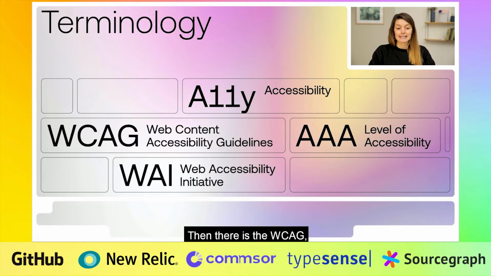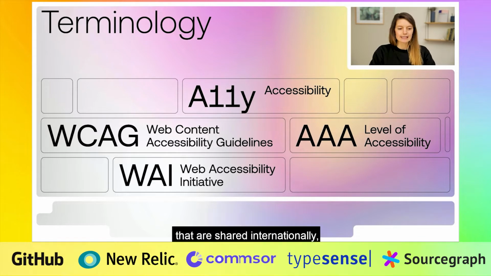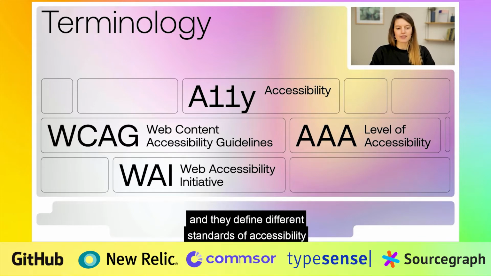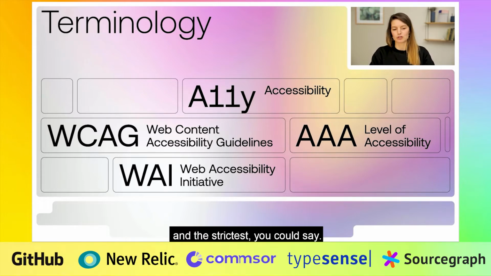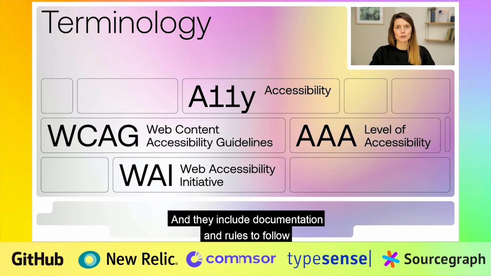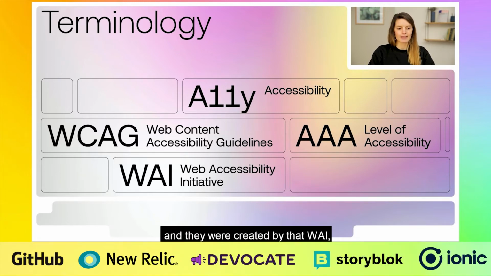Then there is the WCAG, which is the Web Content Accessibility Guidelines. This is like a set of rules or guidelines that are shared internationally, and they define different standards of accessibility with different rules. And the A, AA, and AAA, the last one is the most inclusive and the strictest, you could say. They include documentation and rules to follow if you want to get into web accessibility, and they were created by the WAI, the Web Accessibility Initiative.